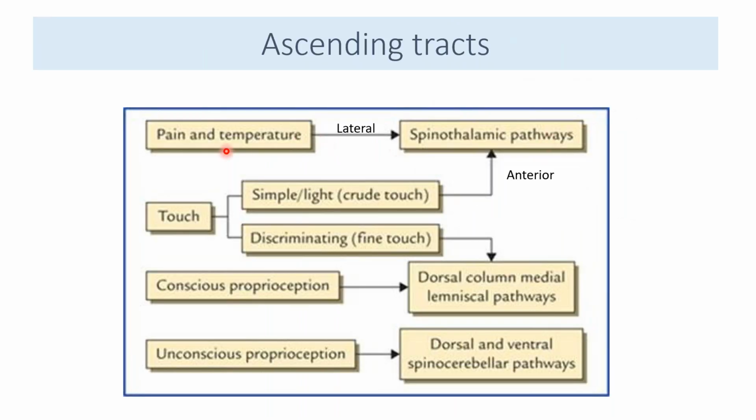Now, according to the sensation that is being carried, pain and temperature are carried in the spinothalamic pathway, the lateral spinothalamic. Touch can be of two types: simple touch, the crude touch, and fine touch, discriminating touch. Discriminating touch will be carried by the dorsal column, which is also called the medial lemniscal pathway, also carrying conscious proprioception. The crude touch is carried by the anterior spinothalamic pathway. Unconscious proprioception is carried by the spinocerebellar tracts, dorsal and ventral spinocerebellar.